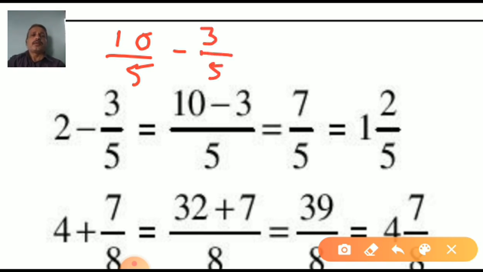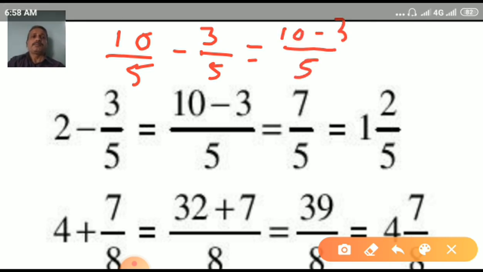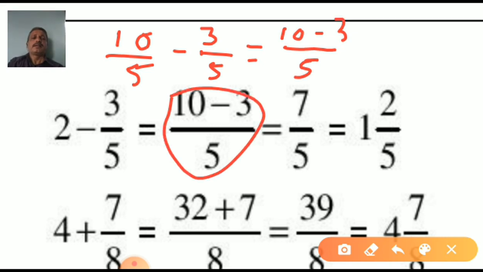Yes. What do we have to do, student? The denominator remains common and 10 minus 3. This is our step. So don't be confused. Some students directly multiply this one. 2 fives are 10. 10 has to be written here. What is the sign here? Minus sign. Put it there. And what is the numerator of the second number? 3. Yes. Now you know these things very well. 10 minus 3 is equal to 7. And 5 is the denominator.